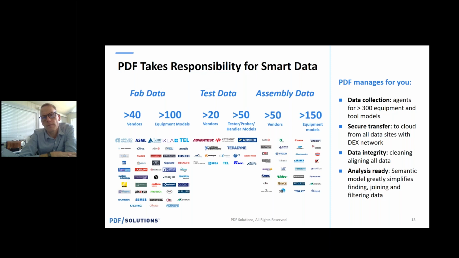So further evidence that PDF is more than just a data warehouse. Exensio is now being embedded on over 300 unique equipment and tool types and models. Everything from fab data tools to test data, assembly data collection tools. You can see all of the biggest platforms in the industry are represented. We're continually adding support for both new and legacy platforms. All of this data is being collected by PDF at the source to provide that enriched data format through our DEX network back to the cloud.